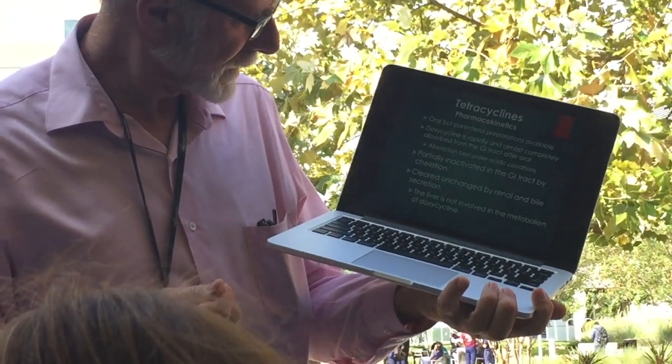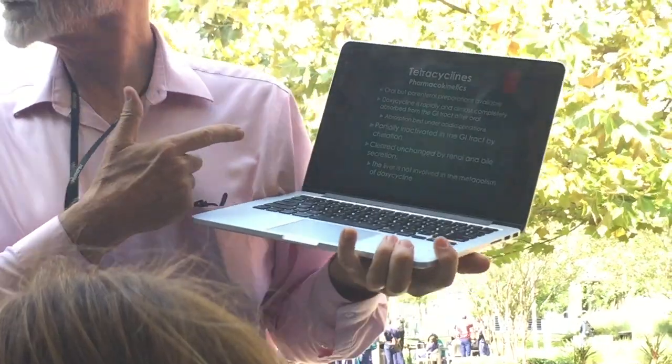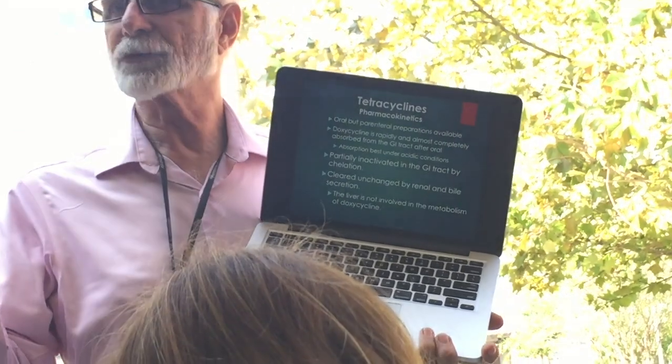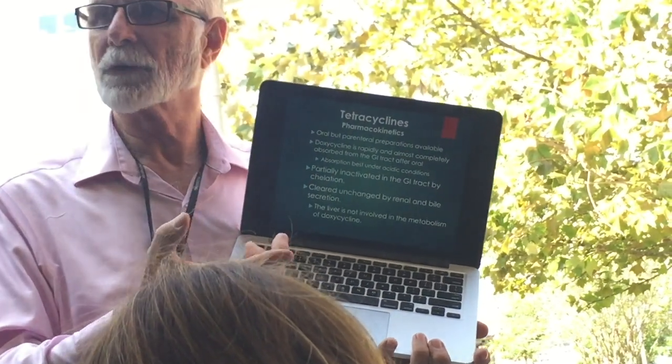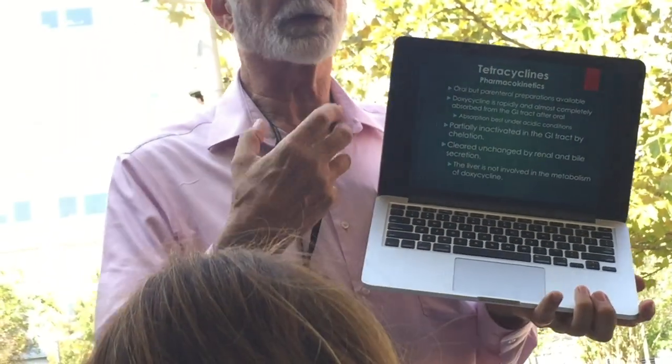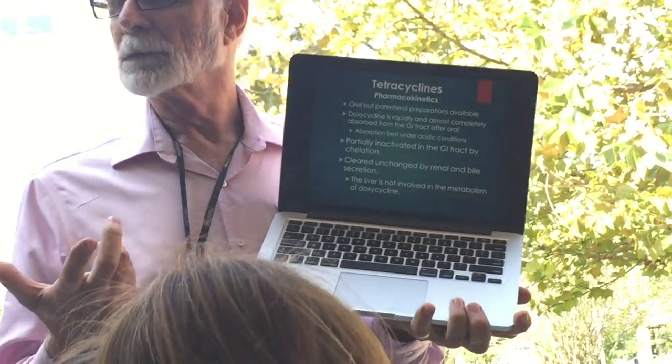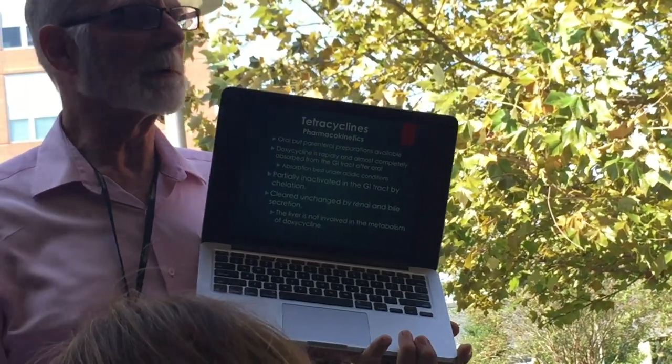Cleared unchanged by renal and bile secretion. So the point here is, remember I said a long time ago that the liver can secrete drugs just like the kidney can secrete drugs. And so there is a secretion of tetracyclines into the bile. And that's how it's eliminated. It's not actually metabolized, it's secreted.